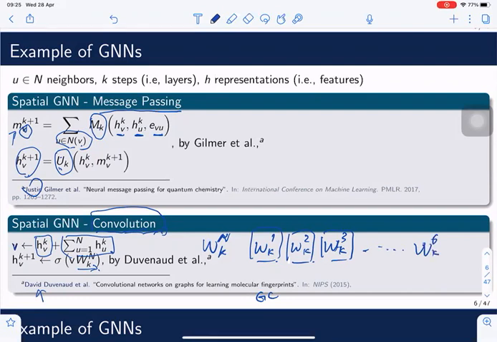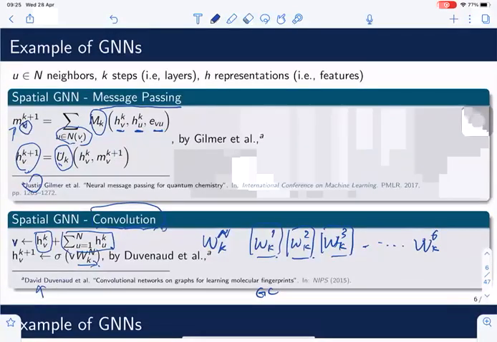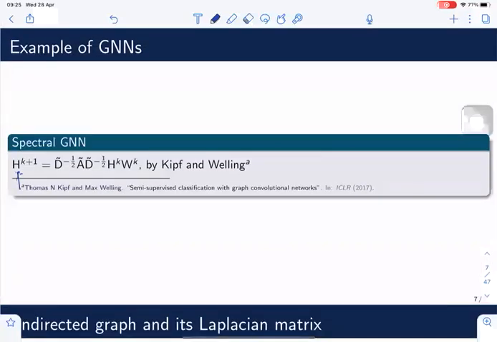Okay. The next GN is called the spectrum GN. It's obviously totally different from the previous one, right? Because the previous ones, whatever the message passing or convolution, they proposed for learning the representations per node, right? Because this h is for the atom or a node. But here it is capital H, and the capital H is a representation for a graph.